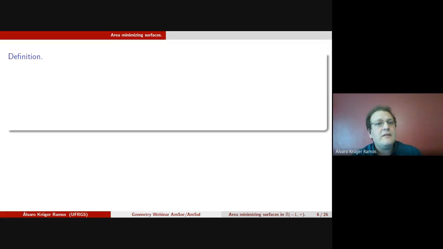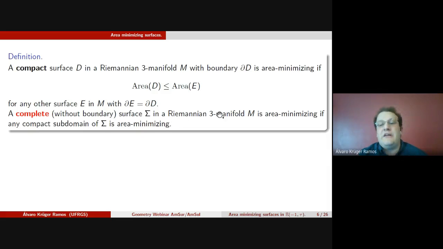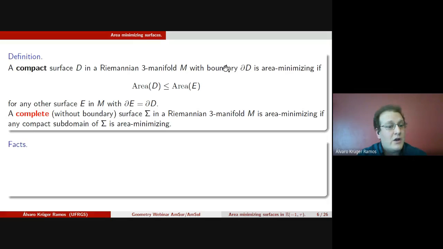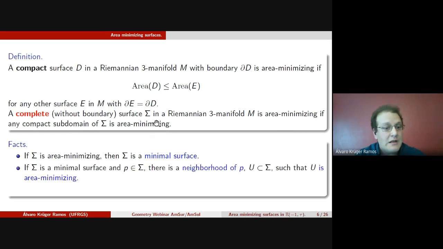Okay. Now let me give a few words about global results on area minimizing surfaces. First, a definition: what is an area minimizing surface? A compact surface is area minimizing if it has the least area among all other surfaces with the same boundary. And a complete surface in a Riemannian manifold is area minimizing if any compact subdomain is itself area minimizing in this sense. So some facts about area minimizing surfaces: if sigma is area minimizing, then it is a minimal surface. That's a no-brainer.